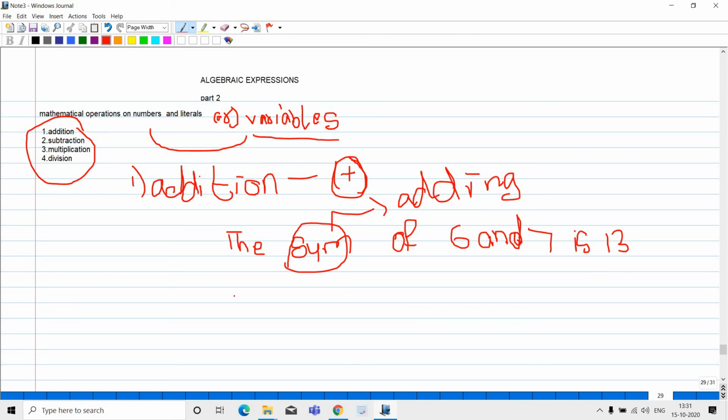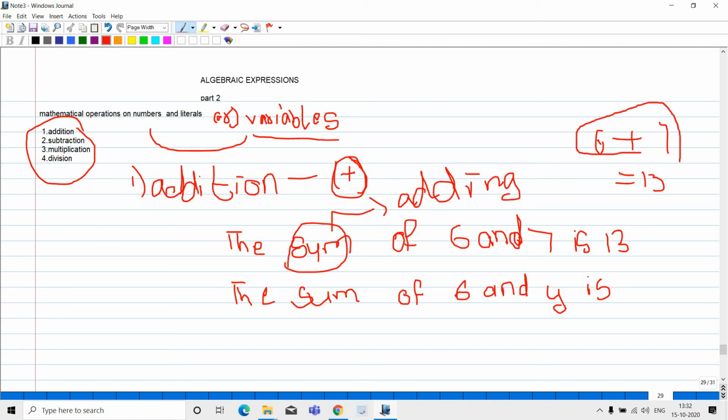Like that, here we are adding numbers and variables. So I will say the sum of, I am taking one variable and one number. I am taking 6 only, and I am taking the variable, the alphabet y. For 6 and 7, we do 6 plus 7, that equals 13. There is a perfect answer for these two.